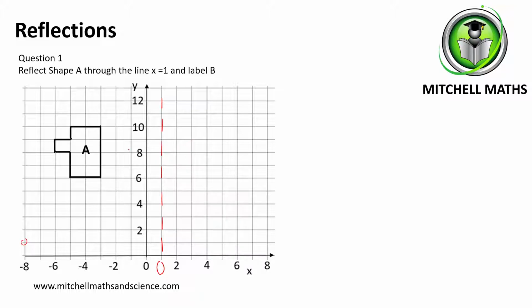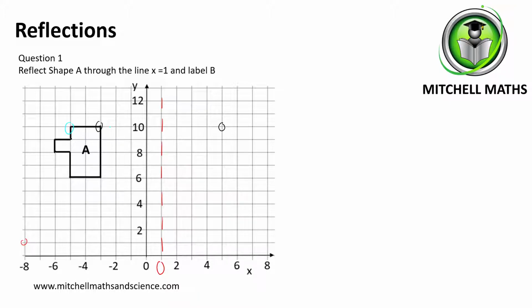Now we need to reflect shape A in that line. What I'm going to do is take a point and count the number of squares to the line x equals 1: 1, 2, 3, 4, and then I move the other side 1, 2, 3, 4, and that tells me where that point is going to be in the reflection. I can do it for other points as well, and eventually you'll get enough points that you can see how the shape is going to be drawn.